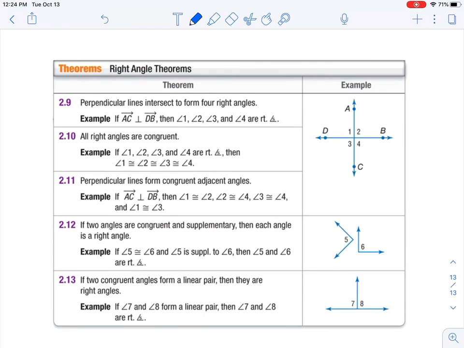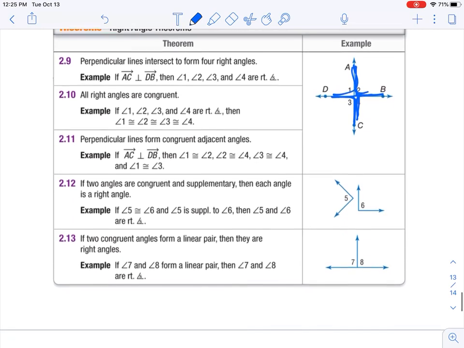Now for our theorems, we have the right angle theorem. There's a bunch of them. 2.9, 10, and 11 all go off of this first diagram. These are pretty self-explanatory. If you have perpendicular lines, they intersect to form 4 right angles. We knew that. We know that all right angles are congruent. They're all 90 degrees. That means they're congruent. We know perpendicular lines form congruent adjacent angles. So we know 2 and 4 are congruent. 4 and 3 are congruent. 3 and 1 are. 1 and 2 are. We know that the adjacent angles are congruent because they're all 90.